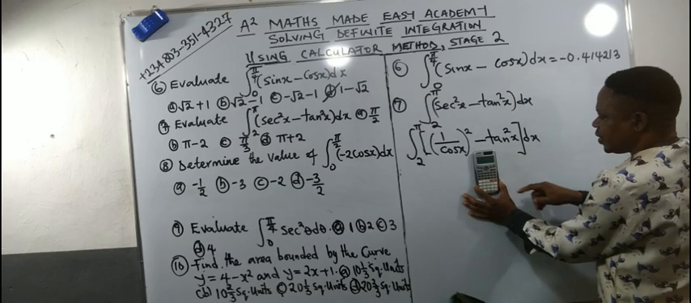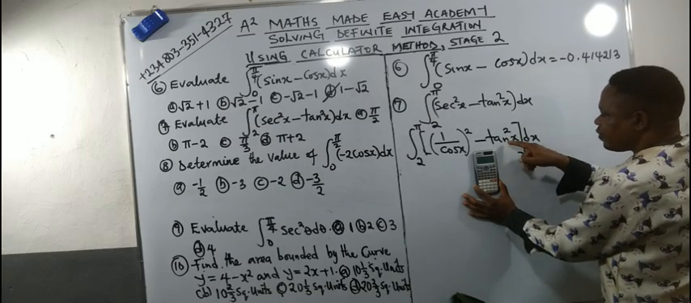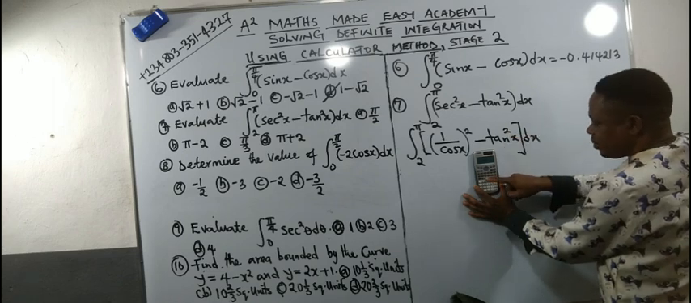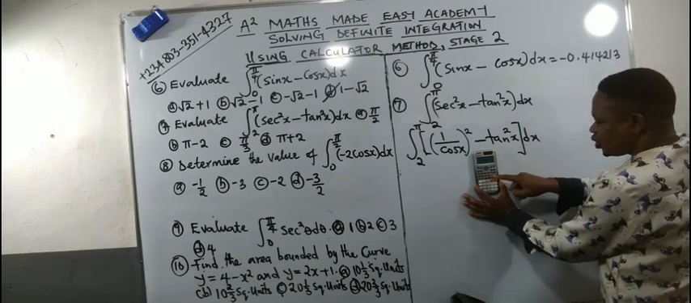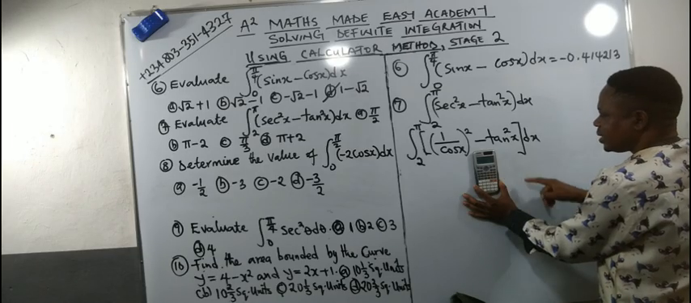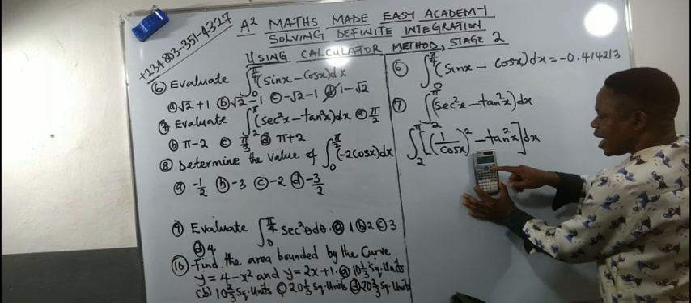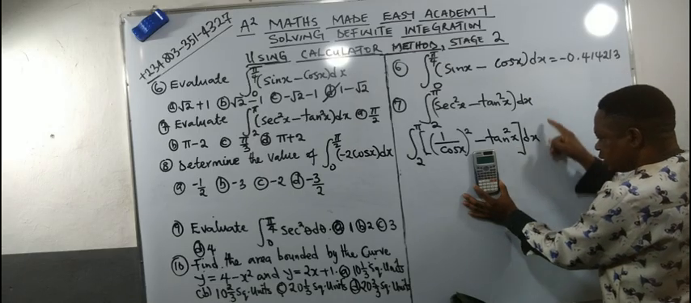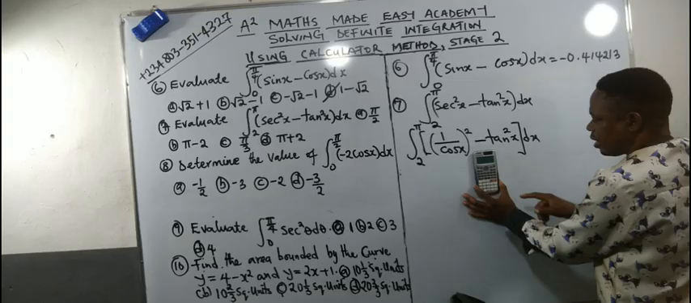You punch minus. Are you with me? Then followed by what? Tan. But since it is squared, then open the bracket. Then punch tan. This is tan. Generate your x. How do we generate it? Alpha. Close the bracket. Then close. I am done with that. Then close the big one now. Be careful. I have closed it.